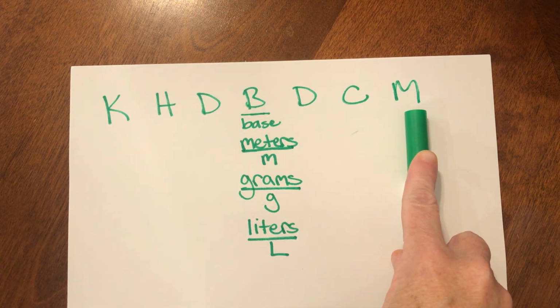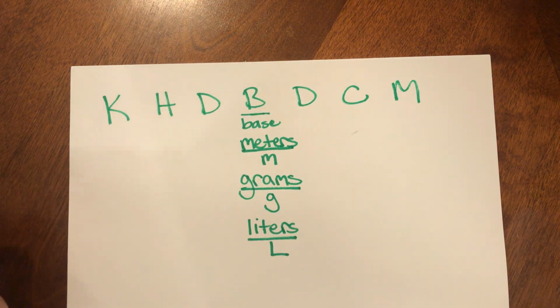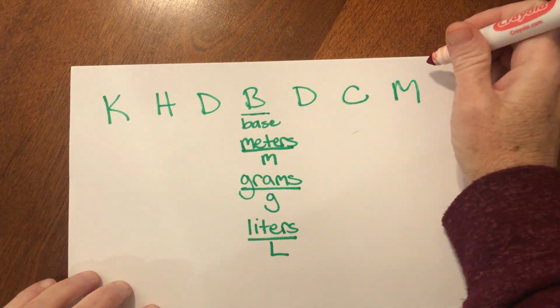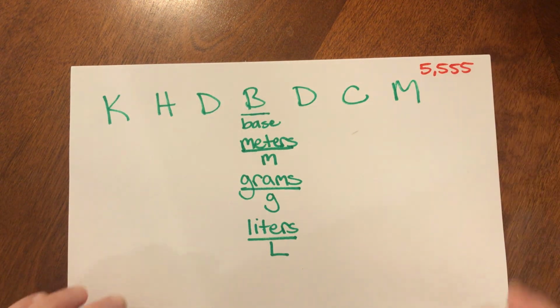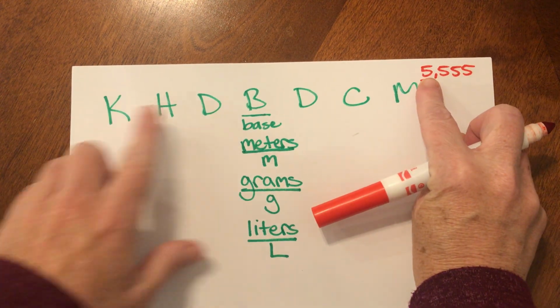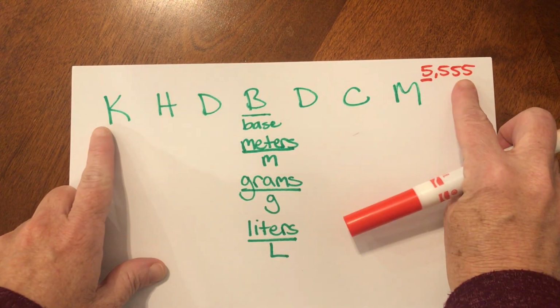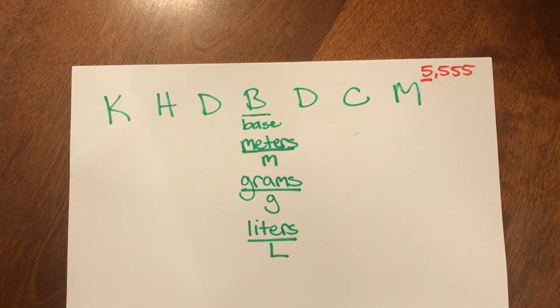As it goes to the right, it has a smaller value. So just in a number, if I was to give you a number, and I'm just going to get red because I don't want you to write this down. If I gave you the number 5,555, the one on the left has the greatest value, just like here, and the one on the right has the smallest value, okay? So these stand for different things.